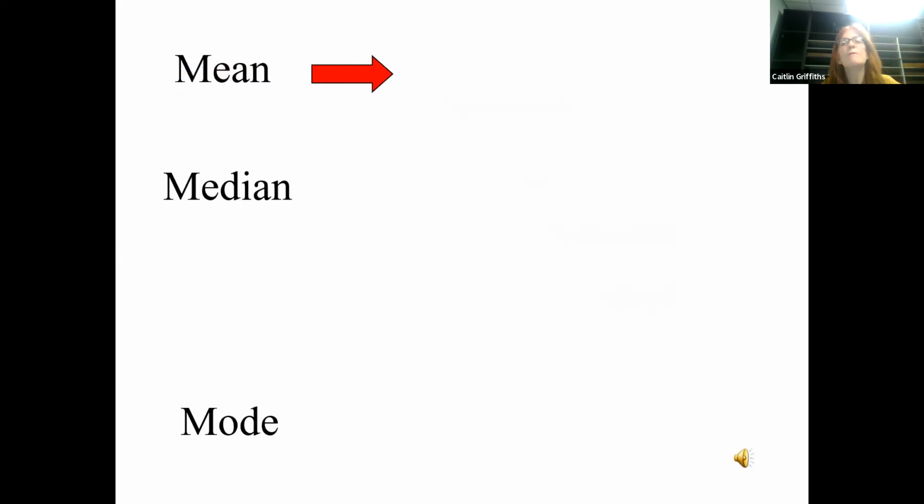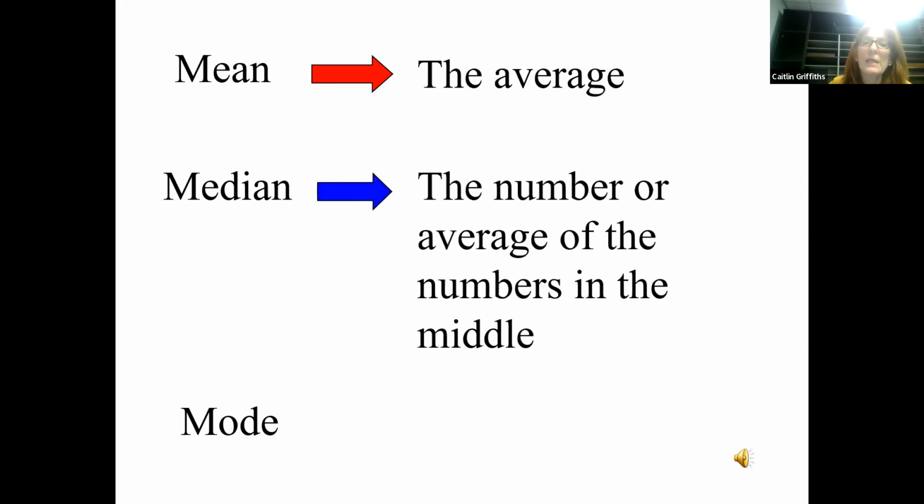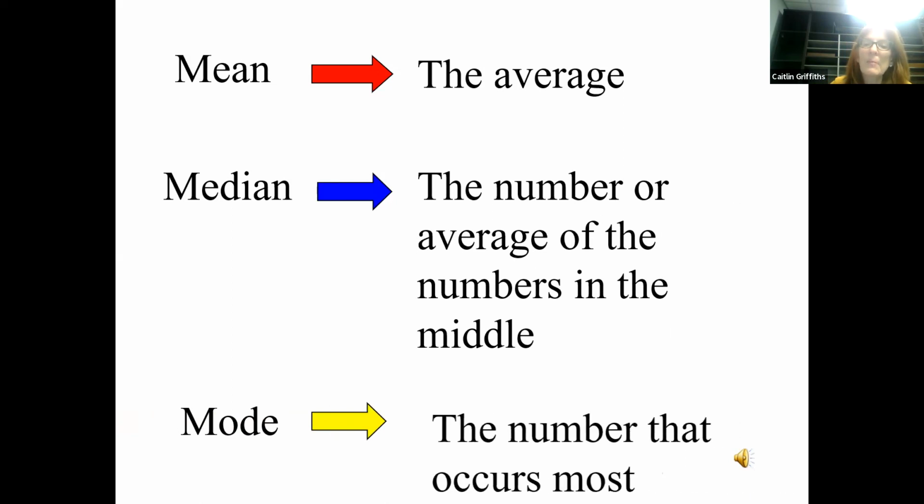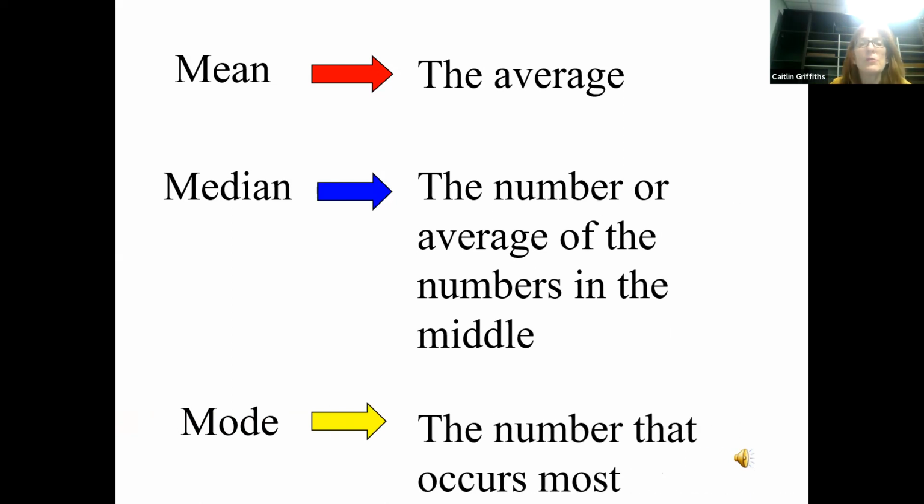So this is the brief summary of the 3 types. Mean is the average. Median is the number in the middle, or the average of the 2 numbers in the middle. And then the mode is the number that occurs the most.